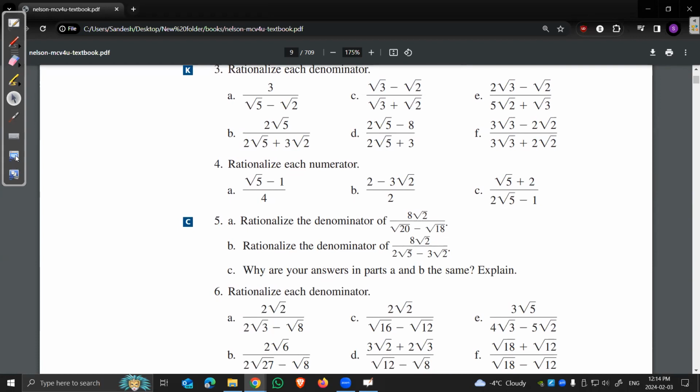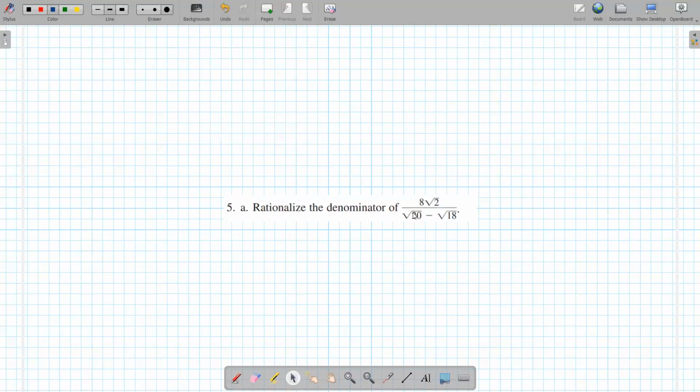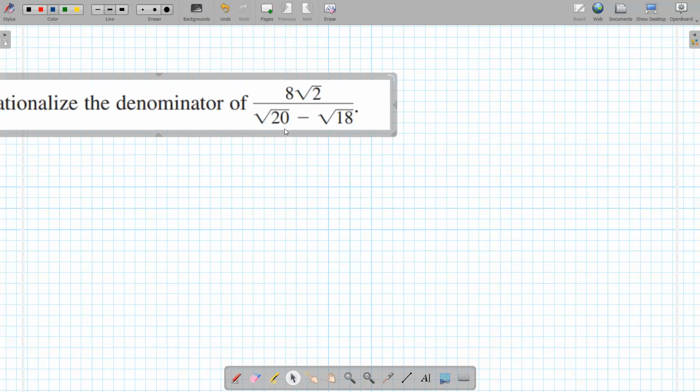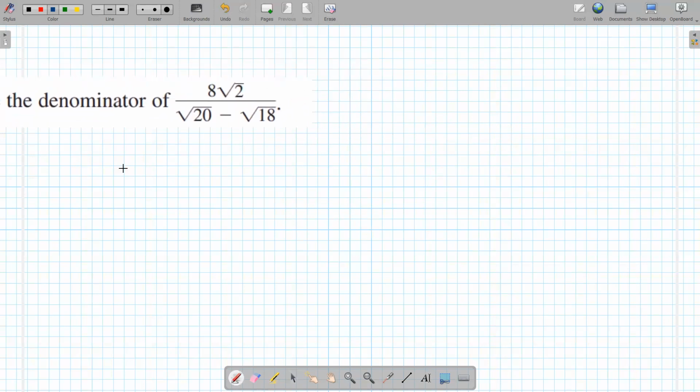Let's make things a little bit more difficult. But the idea is the same. Honestly, nothing changes. I will show you some tricks though. Here it says rationalize the denominator. We don't care about the numerator. If it said rationalize the numerator, we'd multiply it by root 2 over root 2. This is for the numerator, but this one's asking us for the denominator.